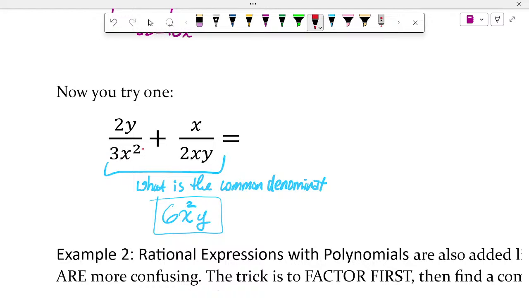So what do we need to do? How do we get the 3 to turn into a 6? We need to multiply it by 2. And then we need to get the x squared and turn it into x squared y. So we also need to multiply it by y. So in the end, we're multiplying it by 2y. What do I have to multiply the top by then? 2y. Okay, let's do that. What's that going to give us?